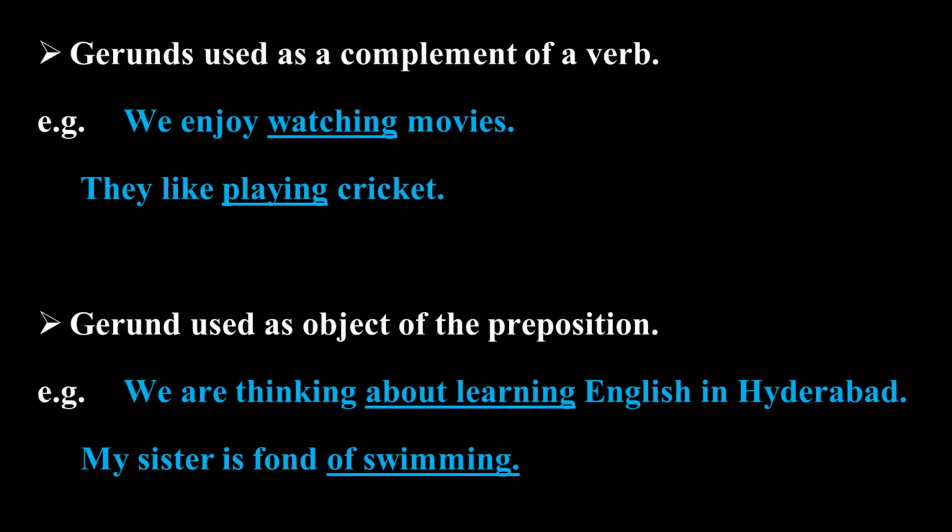Gerund used as complement of a verb. We enjoy watching movies. They like playing cricket. Here, watching and playing are complementing the verb. We enjoy movies. What? We enjoy movies what? We enjoy watching movies. It completes the sentence. Hence, it is a complement to the verb.